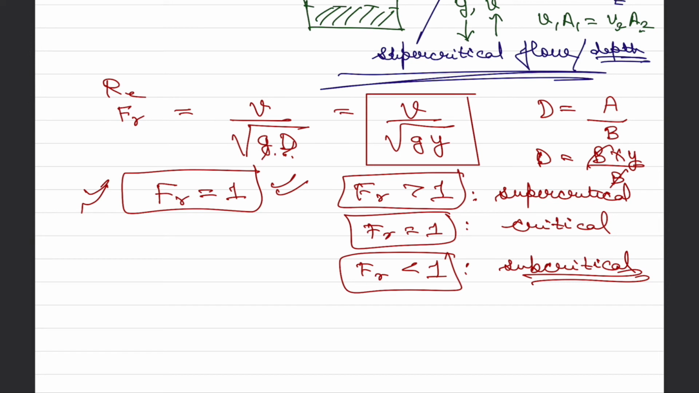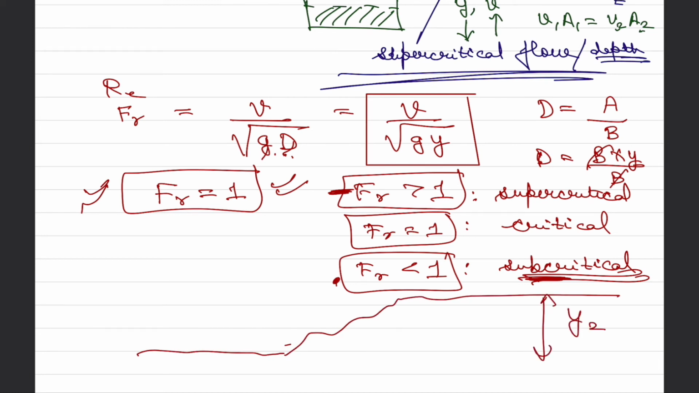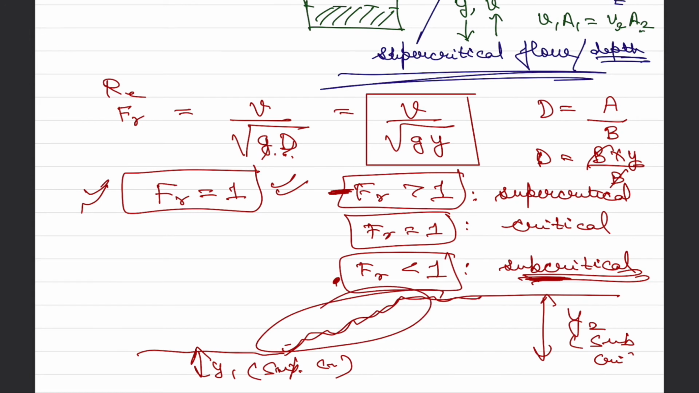It happens when our flow is supercritical, that is, velocity is high, and ultimately it wants to join the depth of water which is higher here. So this is y1 happening as supercritical, and it wants to join the subcritical flow downstream, and that would give us ideal conditions for formation of the hydraulic jump.